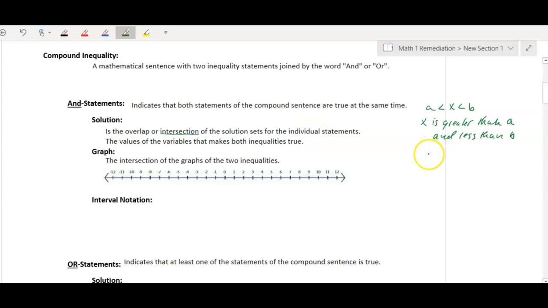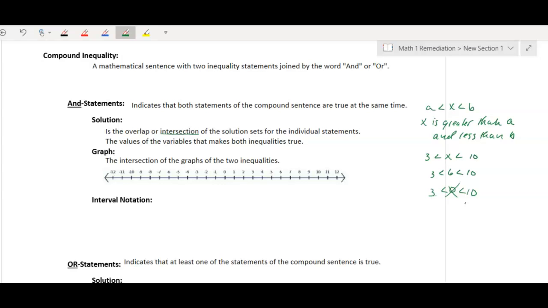So if I gave you something like 3 is less than x, which is less than 10, I need to pick numbers that are greater than 3 and less than 10. If I take the number 6, 6 is greater than 3 and it's also less than 10. If I take a number like 0, is 0 greater than 3? No. So although it's less than 10, it doesn't make both true, so that would not be part of the solution set.